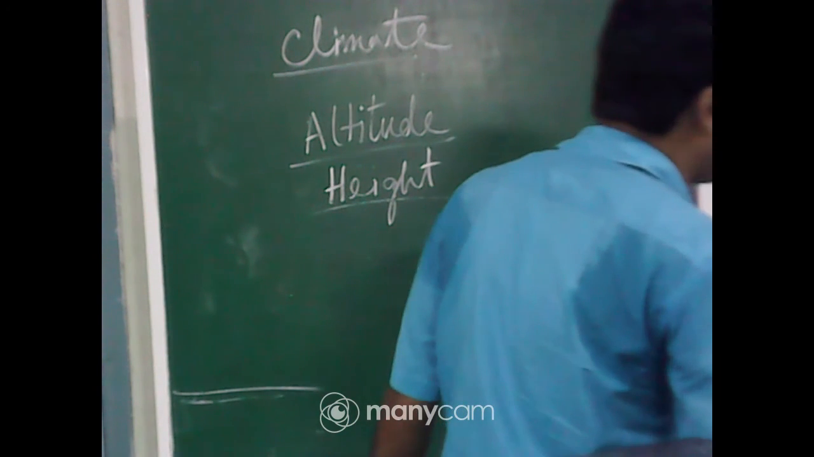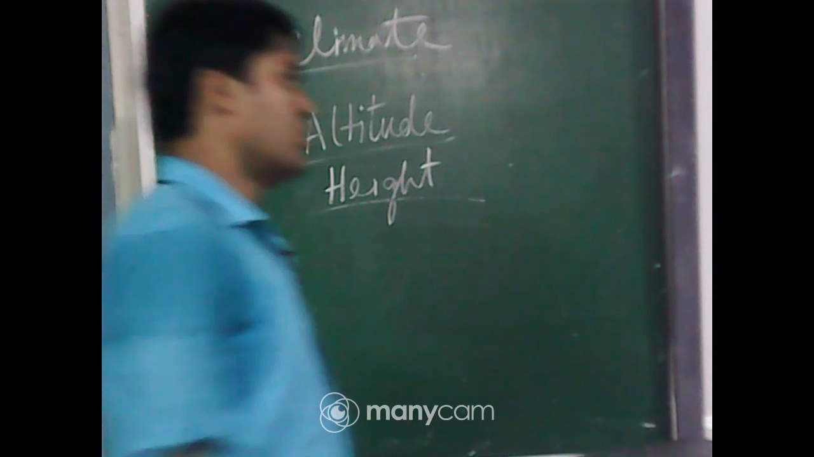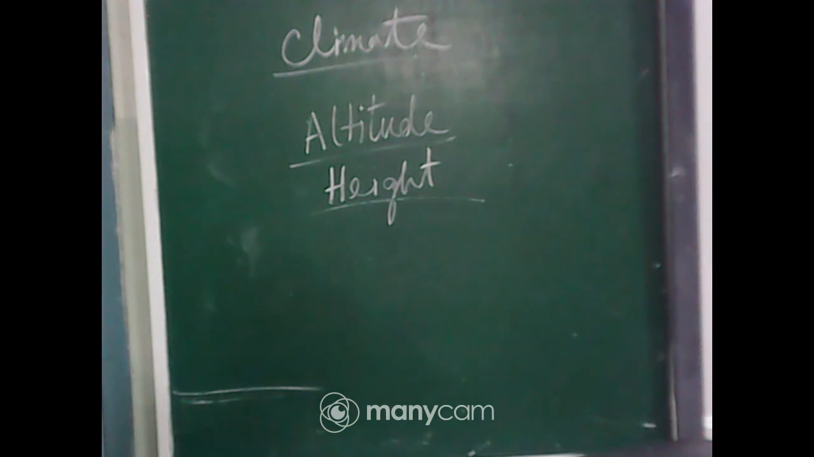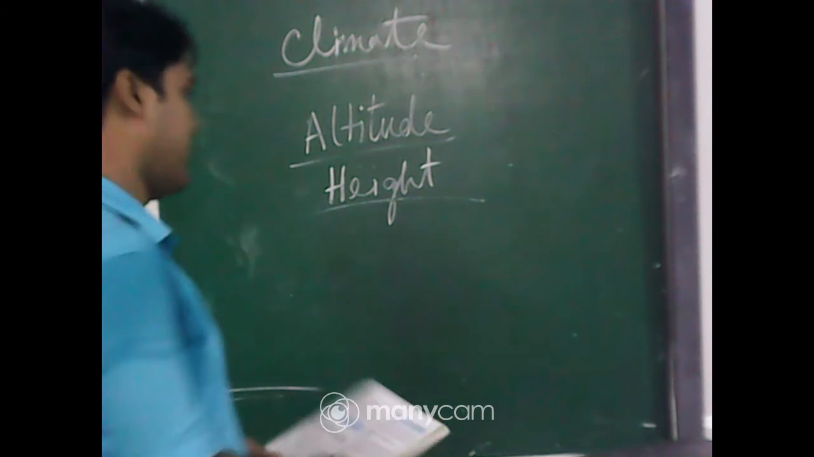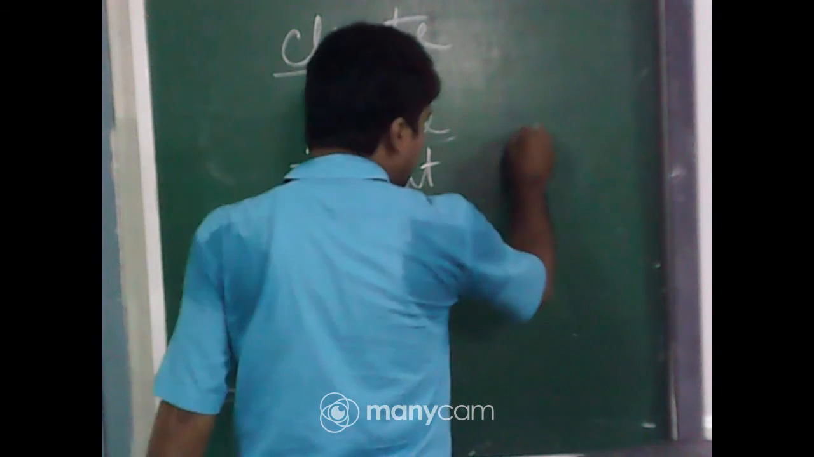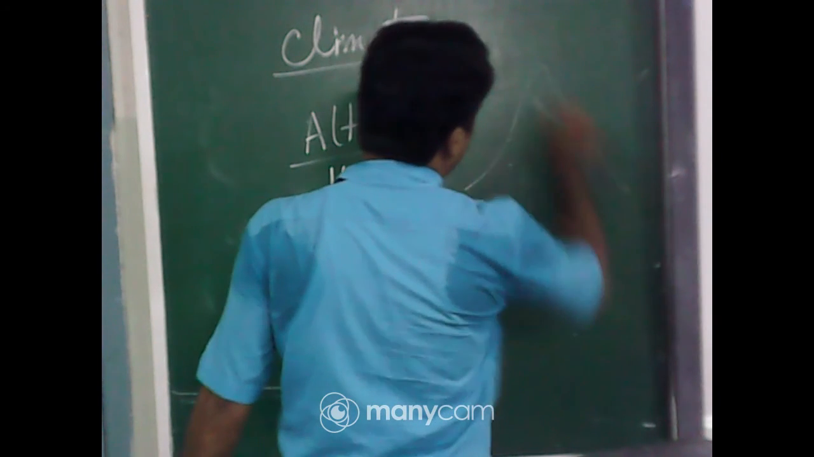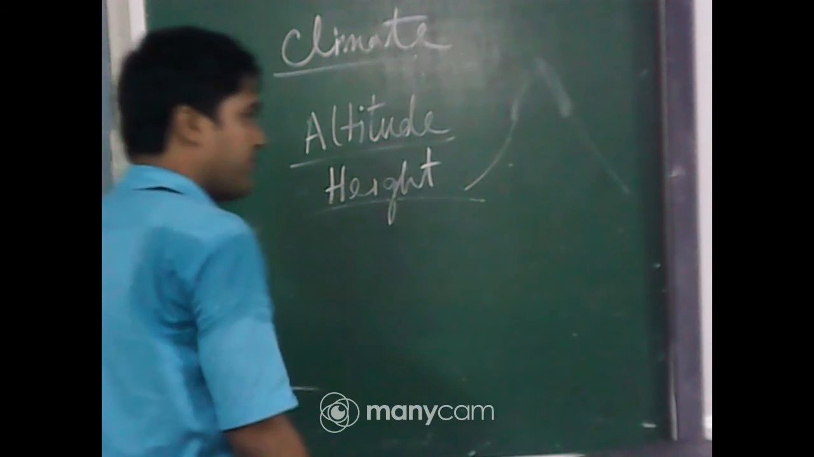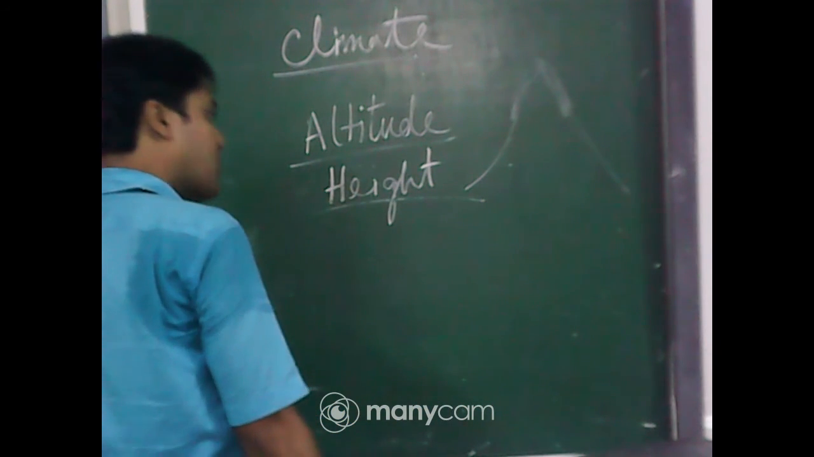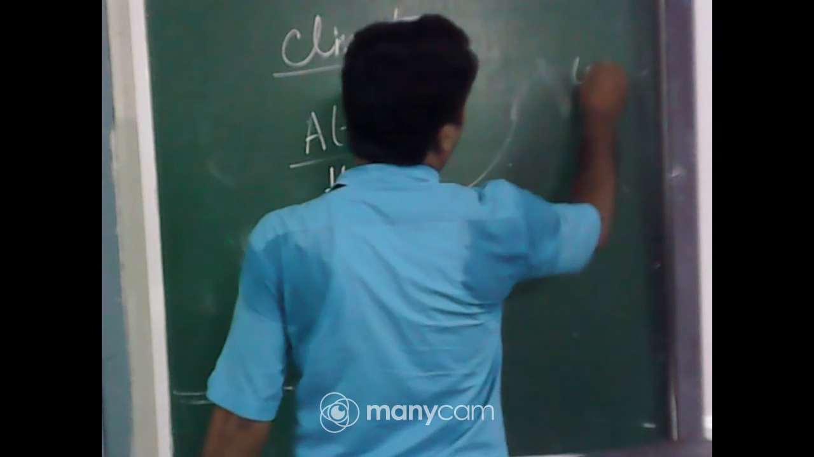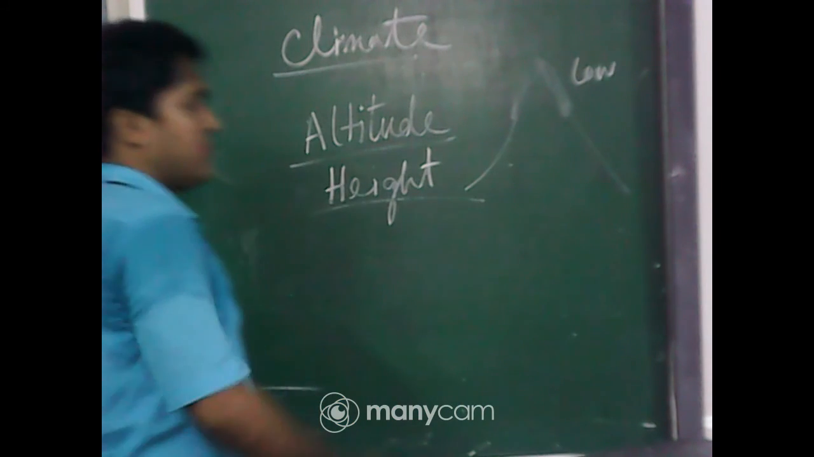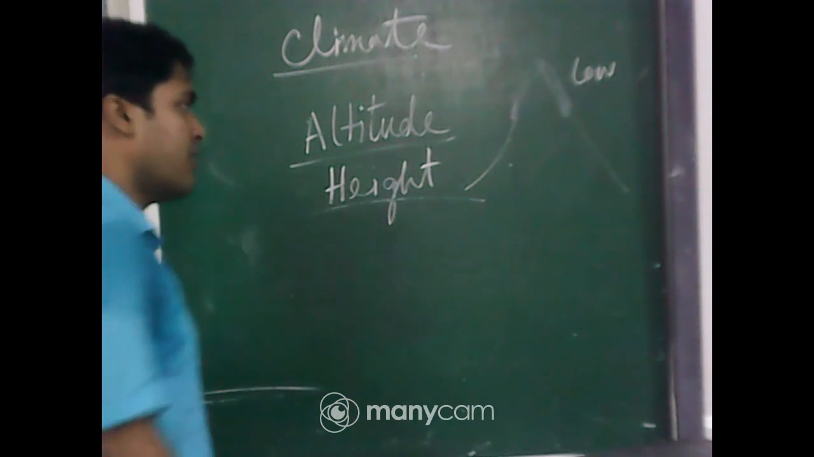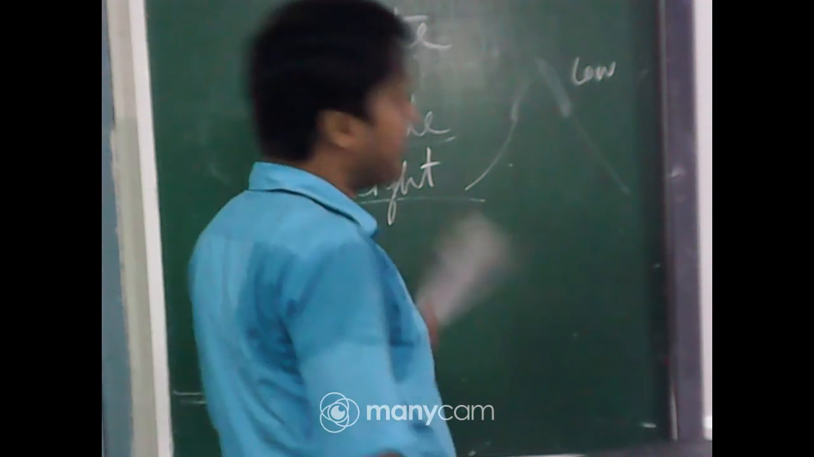No, the sea level is not called altitude. The height of a place is called altitude. So if you go to the mountain region, the top portions you have seen are covered by ice or glacier, and the temperature is also very low in a mountain region. What about the plain region? They have moderate temperature.